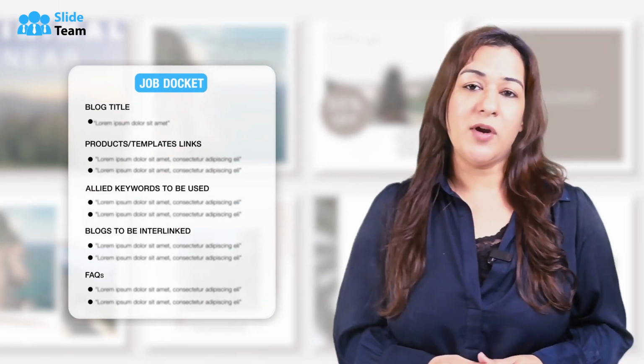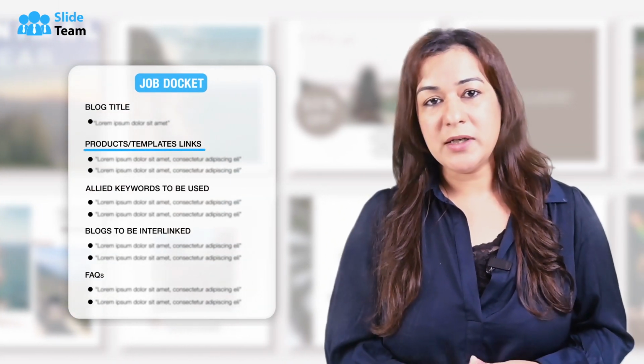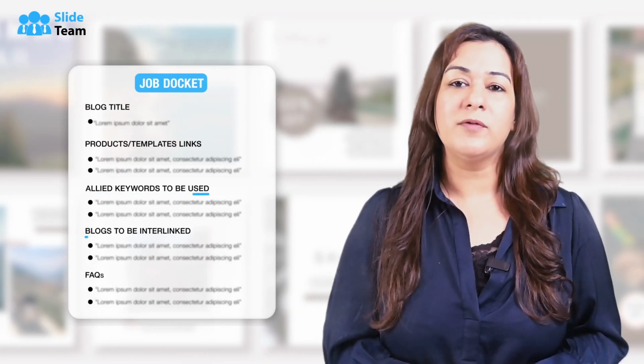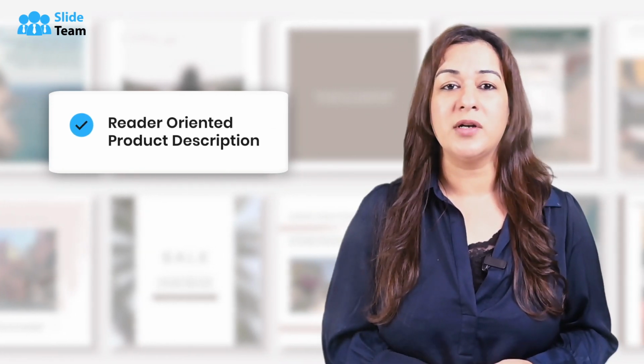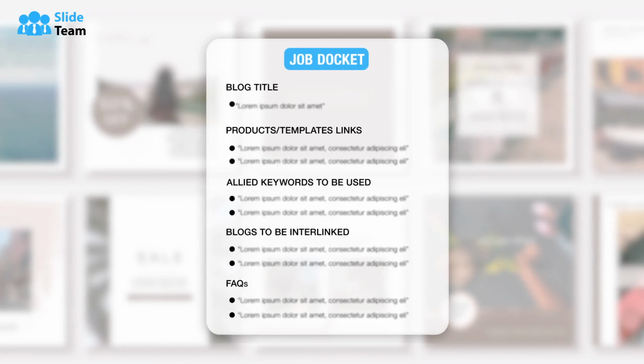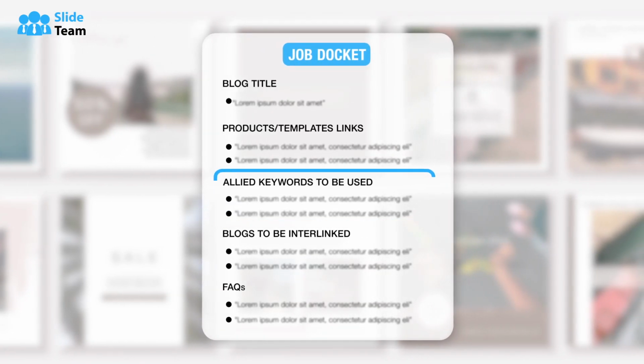When you receive the docket from us, it will include a list of product links and allied keywords along with the blog topic and interlinking blogs. You have to open the product links one by one, explore the template each link contains, and examine it carefully to extract the worthy keywords that will help you create a reader-oriented product description. You can also use the keywords provided in the docket itself. By adding keywords, you can establish trust with your readers and convey that our products are the ultimate solution to their specific concerns and challenges.